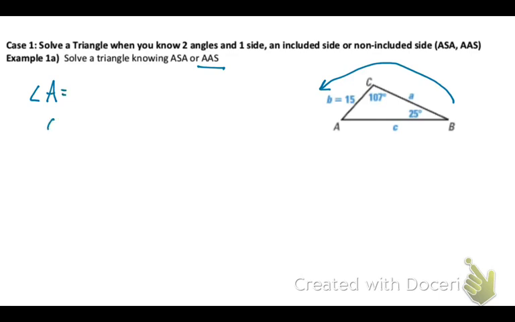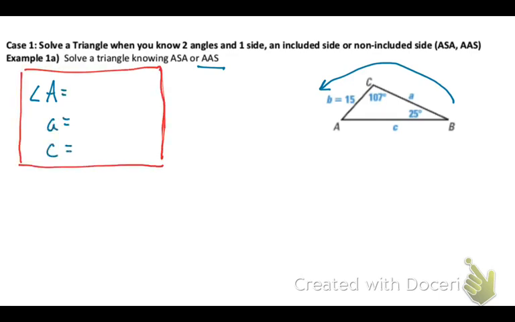So what I do first is when solving a triangle, I list everything that I need to know. So I have one angle that is unknown and two side lengths. Now if I only am missing one angle in a triangle, I can subtract from 180 degrees my known angles to get my third angle. So 180 minus 107 minus 25 is 48 degrees.